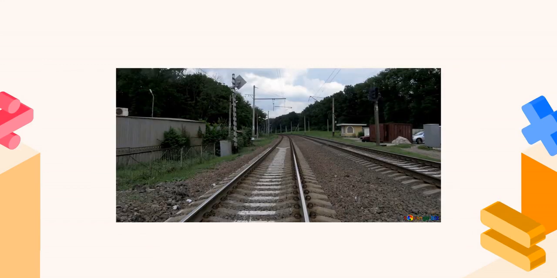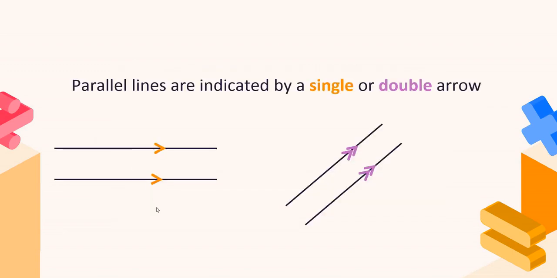The same applies to railway tracks. In this case, at each point in the railway track, it is always the same distance apart and it will carry on and on and on. Those lines do not meet. So parallel lines are indicated by a single or a double arrow, such as in this case. Whenever we see these arrows, either single or double, this tells us that these lines are parallel to each other.